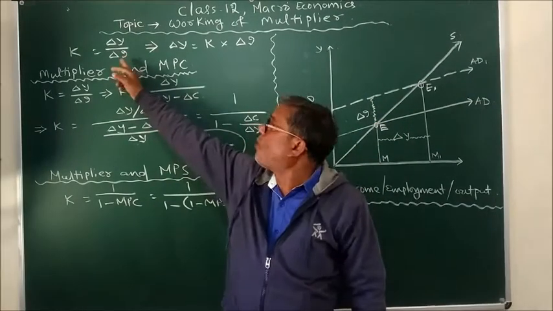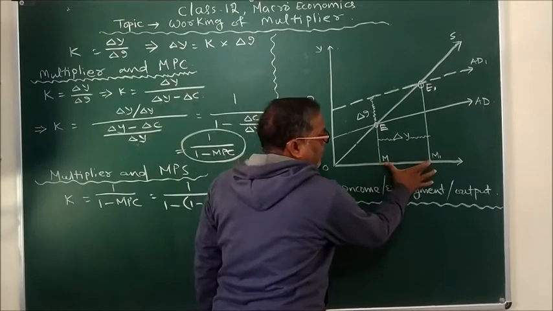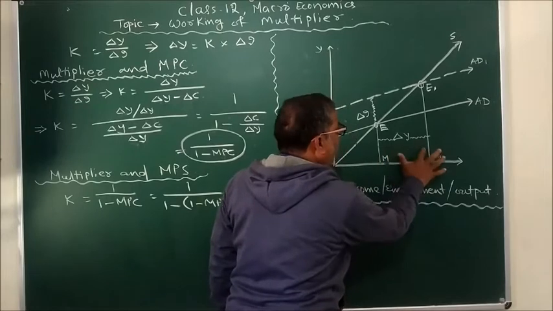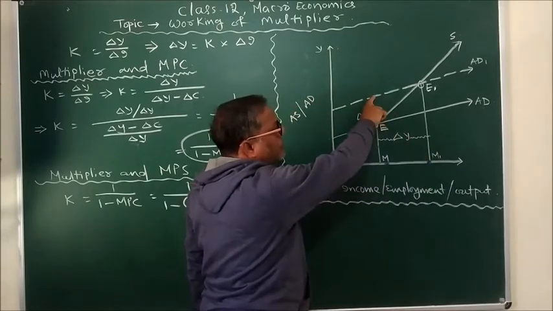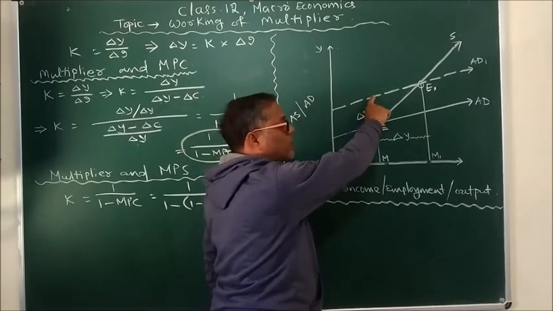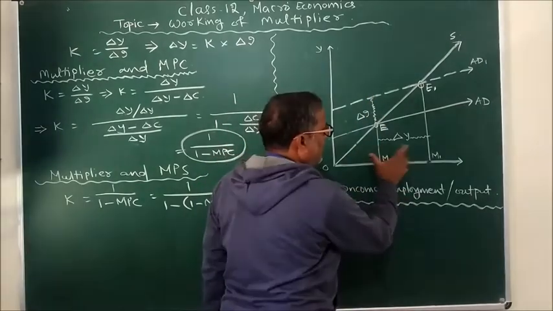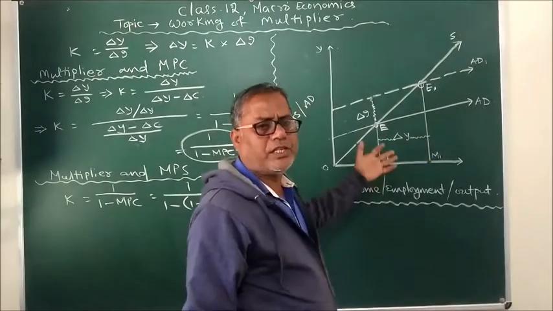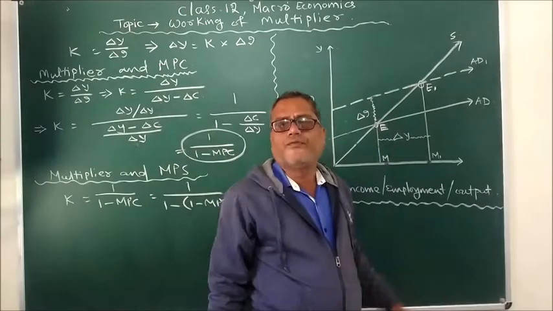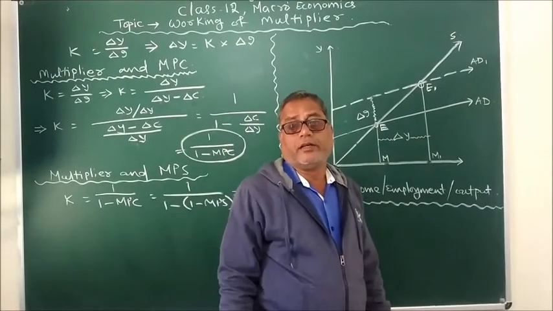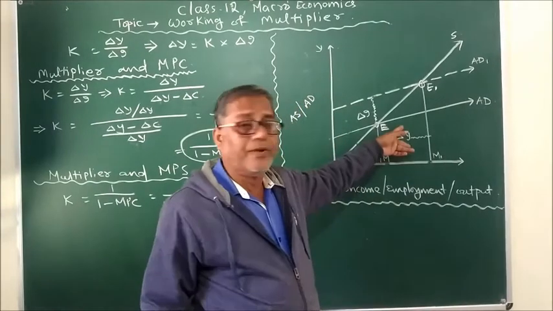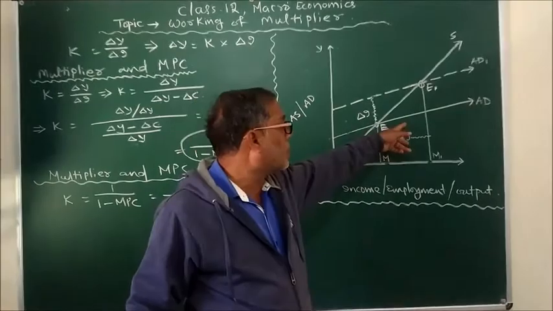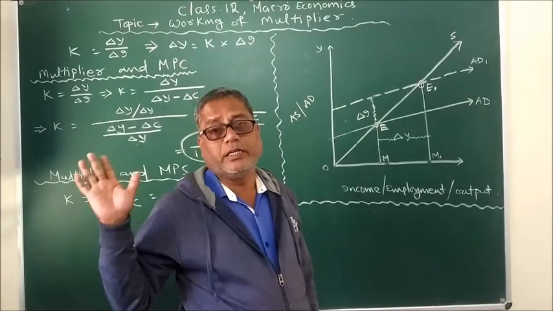Thus, what is multiplier here? Multiplier is nothing but del Y upon del I. So here M1 is the increased income, that is del Y, and this difference is the increased investment. Hence, multiplier in this diagram is equal to this distance upon this distance. So this is the diagrammatic representation of forward working of multiplier. And from exam point of view, it is a very, very important concept. So try to understand it and try to draw this diagram without any flaw.